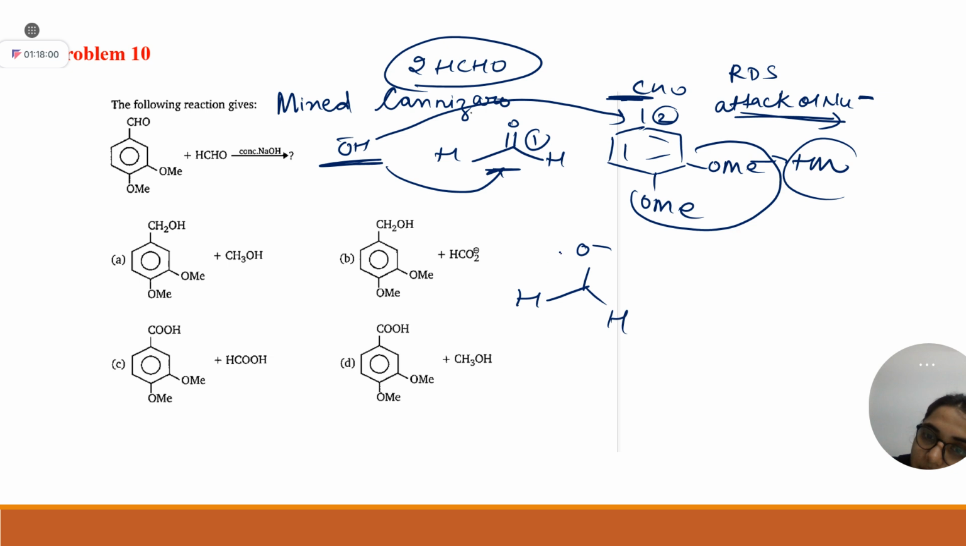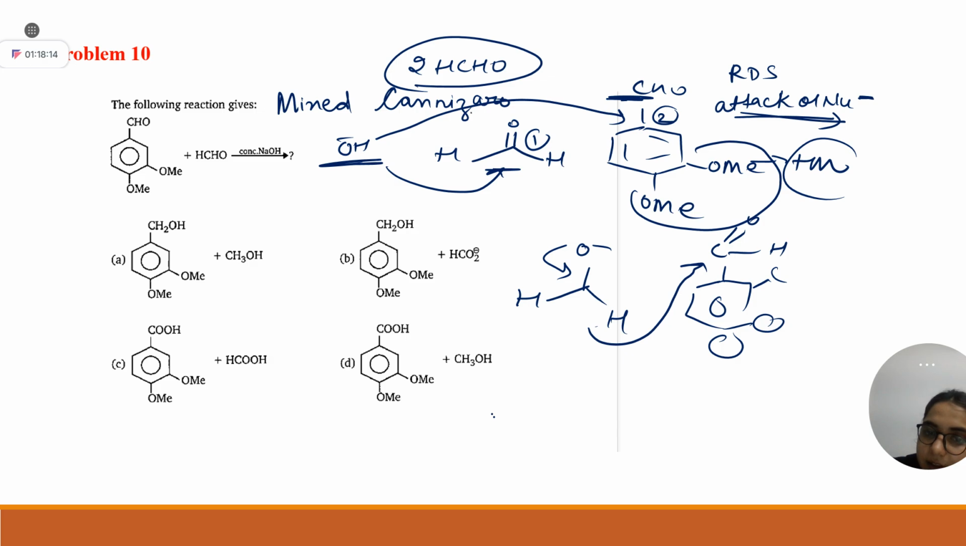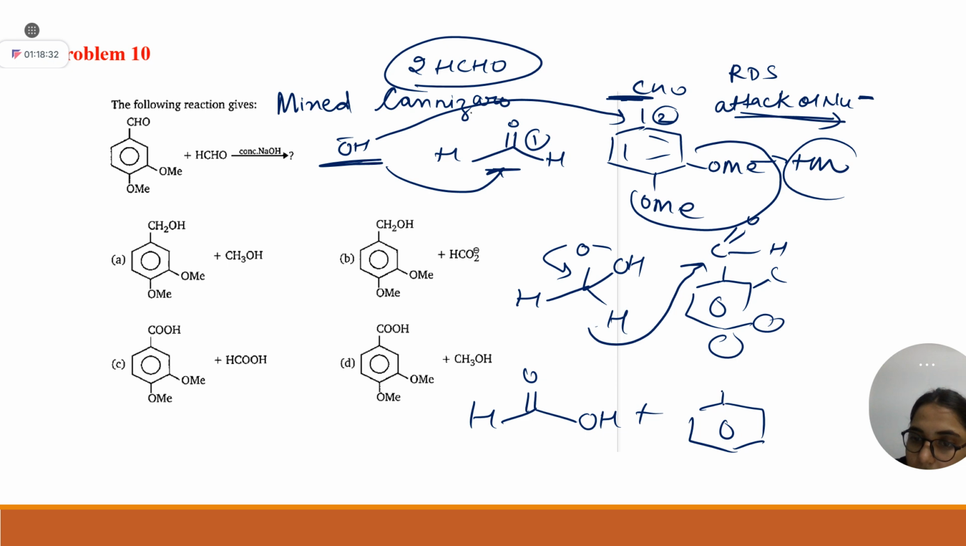Clear. Now what will it do? It will transfer that hydride to HCHO. I'm not drawing that OMe part, students. It will transfer that hydride there. What will it form? HCO. Have I done it right? You are not telling me that I have made a mistake. It will become HCOH plus CO negative H H. Now this O negative will abstract this proton, itself become alcohol, and make the anion of this.